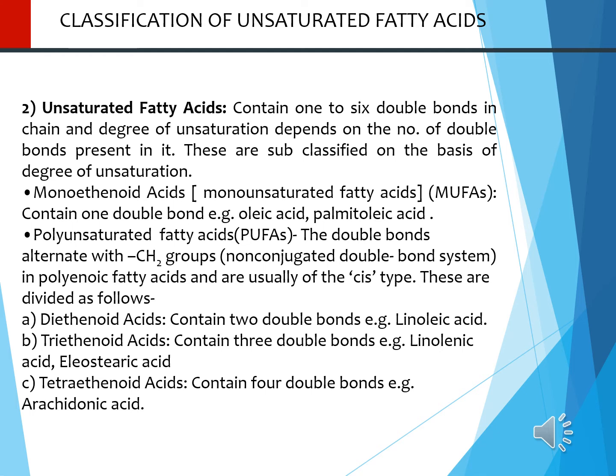A is dienoic acid. This contains two double bonds, for example, linoleic acid. B is trienoic acid. This contains three double bonds, for example, linolenic acid and eleostearic acid. C is tetraenoic acids. This contains four double bonds and an example is arachidonic acid.